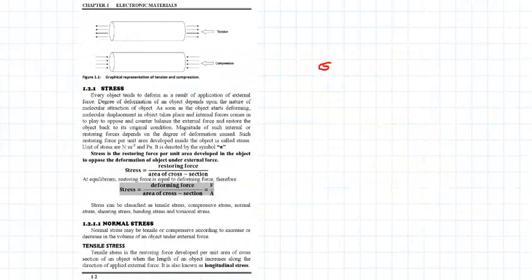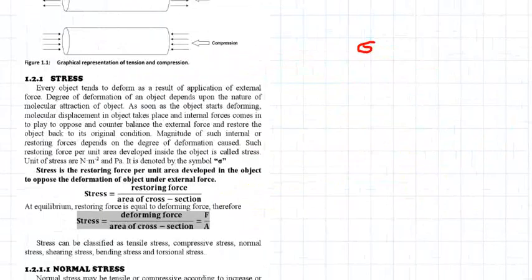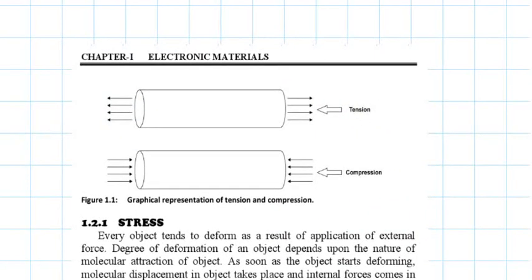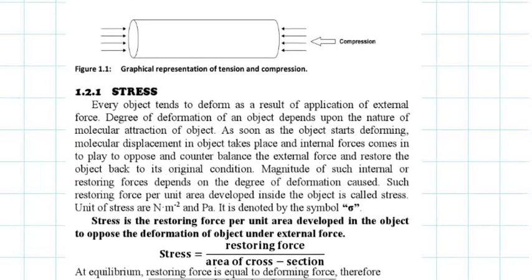Now let us see here. When we pull the material from two ends, at that time you can say that the material is under tension. When we push the material from two ends, you can say that the material is under compression. Now let us see the stress.